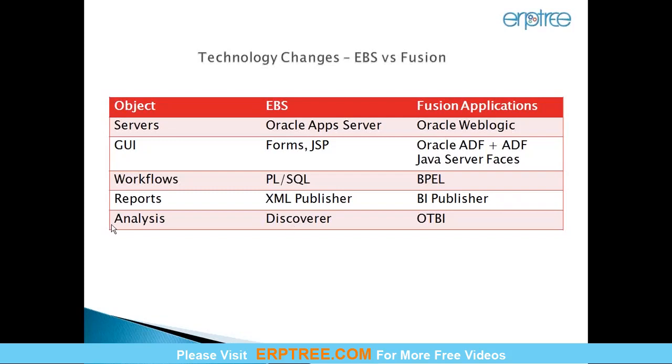And when I talk about analysis, in EBS we have Discoverer where you can do analysis related to the live data, but here in Fusion they have given OTBI. It is a feature where you can do certain analysis by selecting the fixed elements related to a specific subject area. That anyway we'll be seeing in our classes.